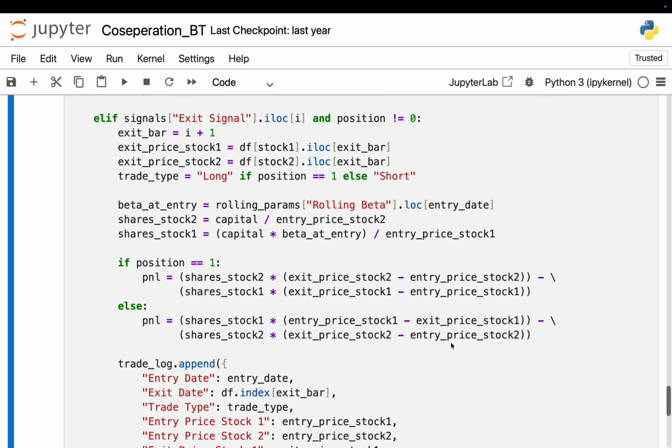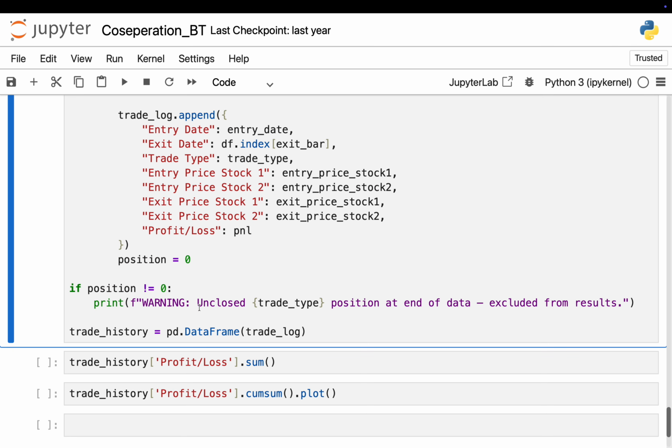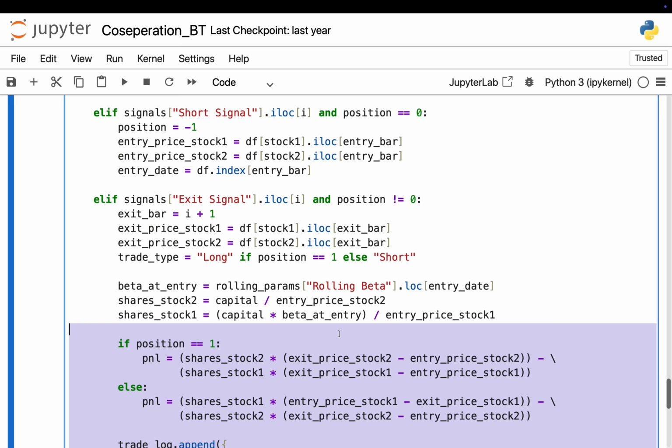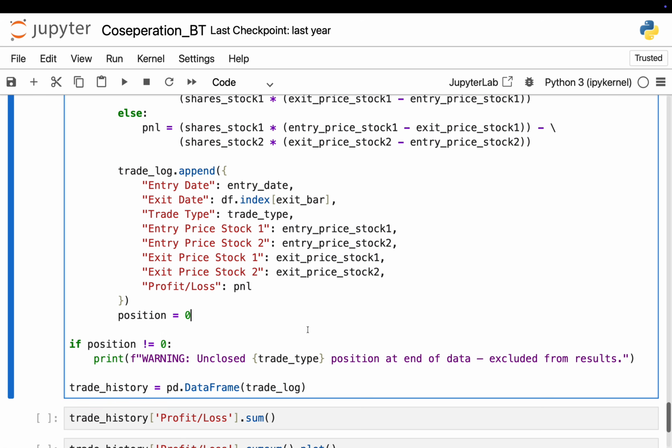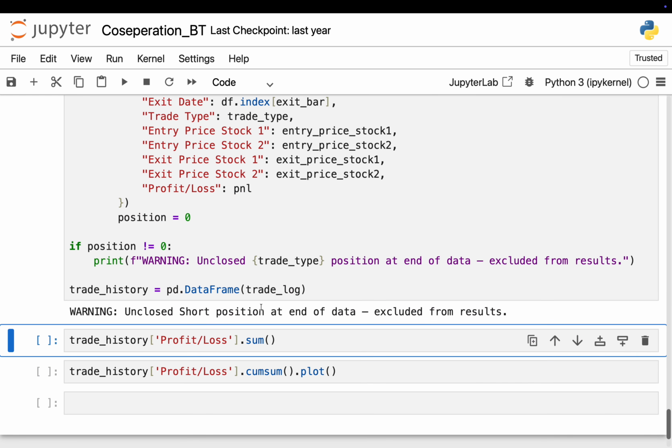Now, just an optional warning here: if the dataset ends while we are still in an open trade, meaning the z-score never hit the exit threshold before the data ran out, that position is dropped entirely and a warning is printed. You can also mark to market that position. I've done that in many of my previous videos. For now, it doesn't really matter. If you do it like I did here, with a warning and just dropping it, it doesn't contribute to the total P&L, so keep that in mind when reading the results.